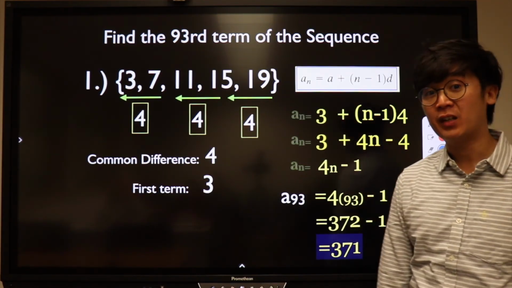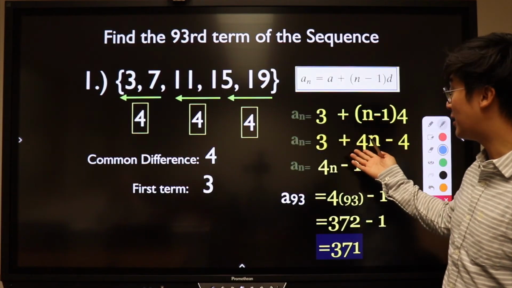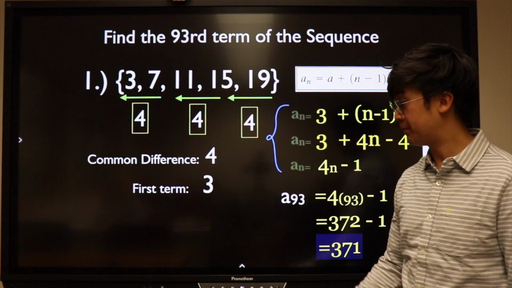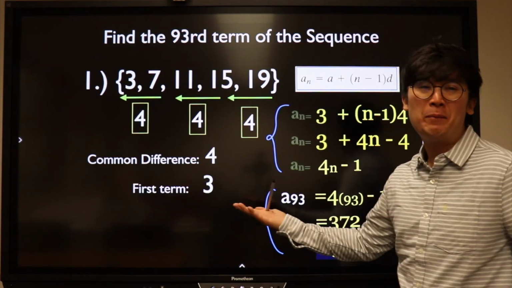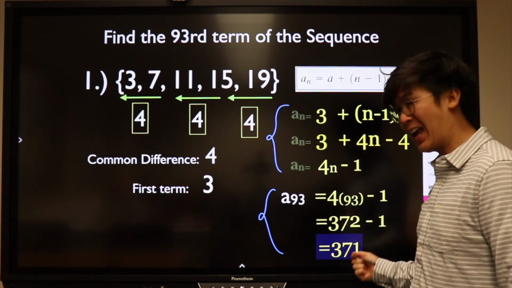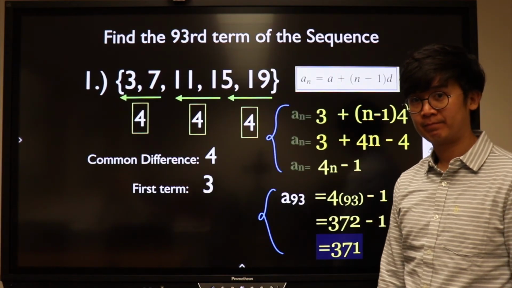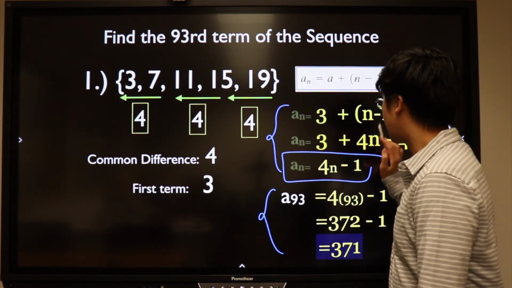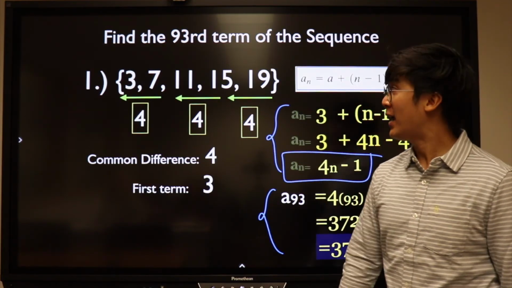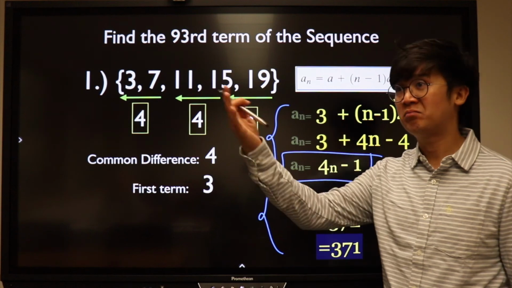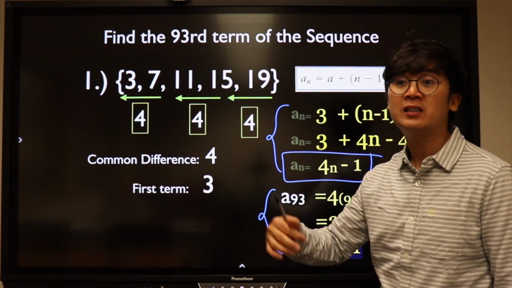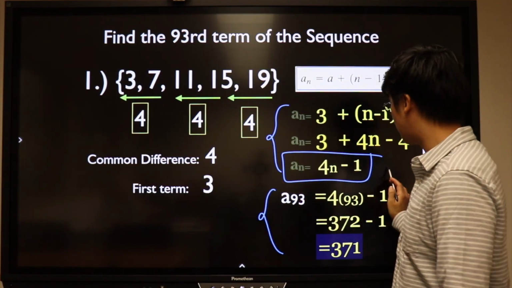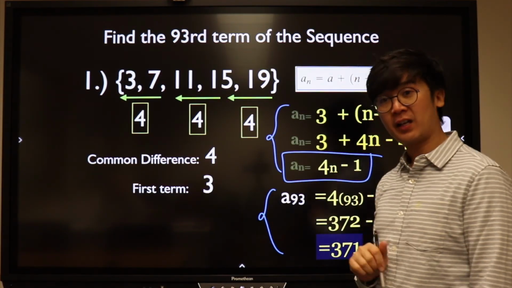It's still 371. Notice the different approach that I did here? I found the formula first, and then used the formula afterwards. But it's still the same answer. This may seem like a lot more work, but at least you're able to produce this. So if you're asked to find the 28th, the 93rd, the 273rd term, you don't need to repeat the steps over and over again, because all you have to do is use the a sub n.